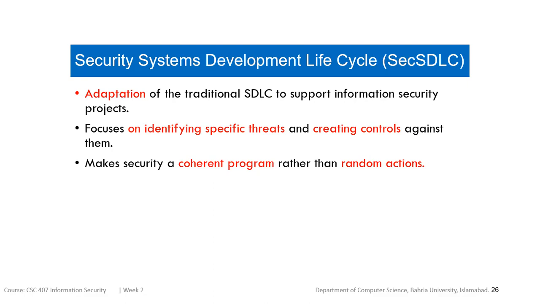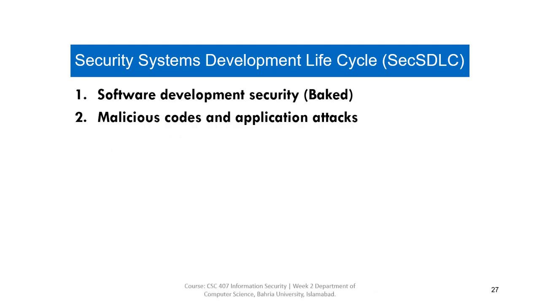We have to adopt the security system development life cycle, an adaptation of the traditional SDLC to support information security projects. Focus on identifying specific threats and creating controls against them. Make security a coherent program rather than a random action. The software should mitigate all attacks and malicious code. You have to inspect whether there is any malicious code present within your code, so you have to identify those snippets and make them more robust.